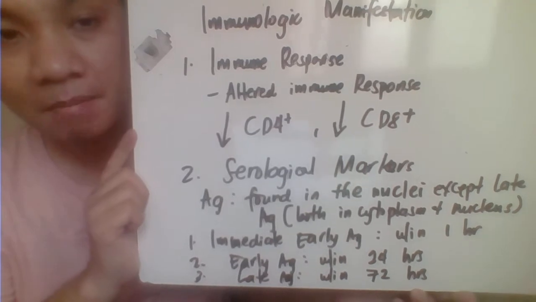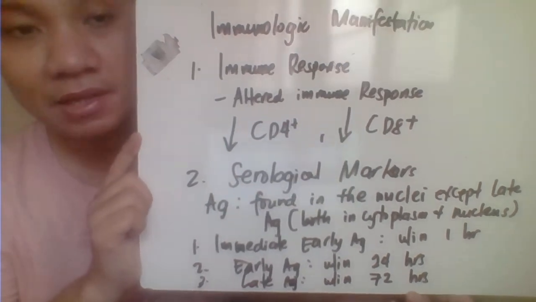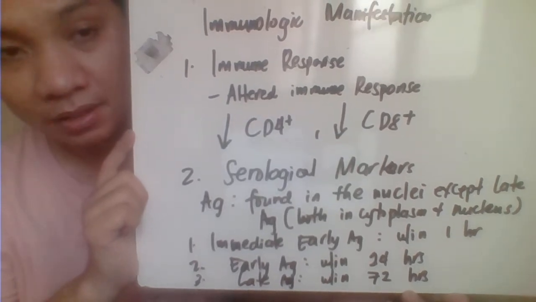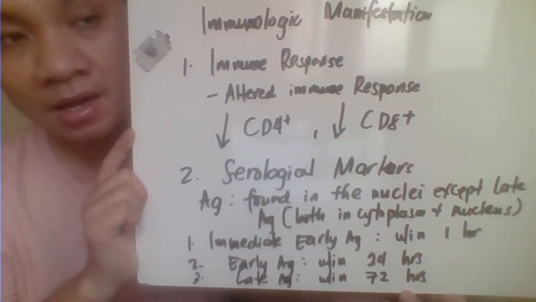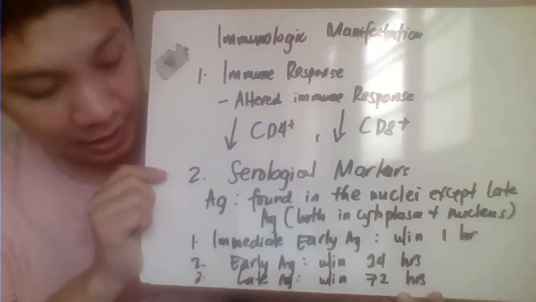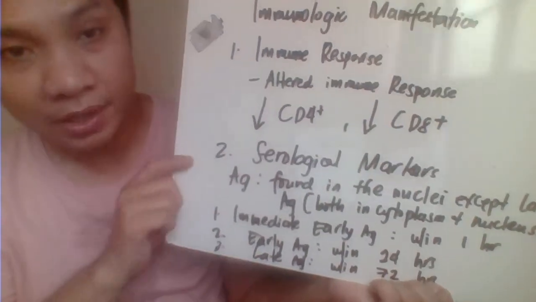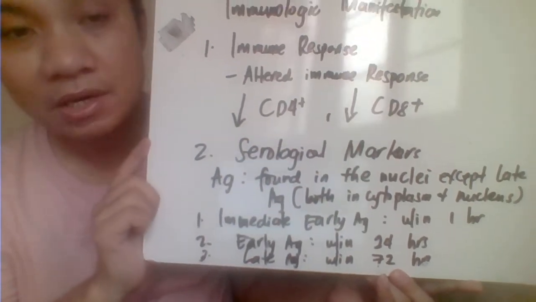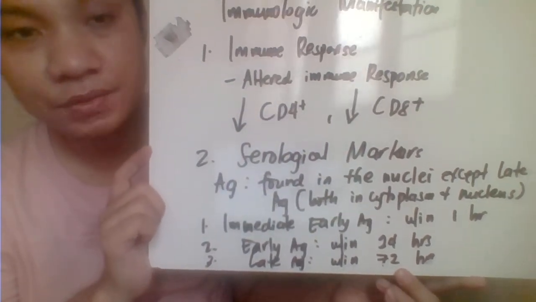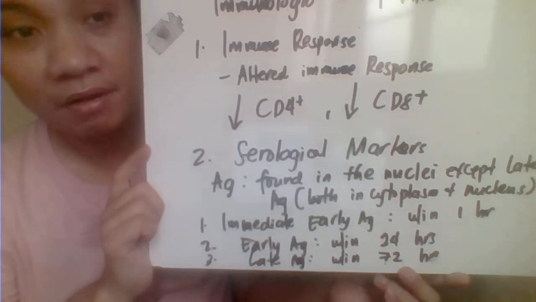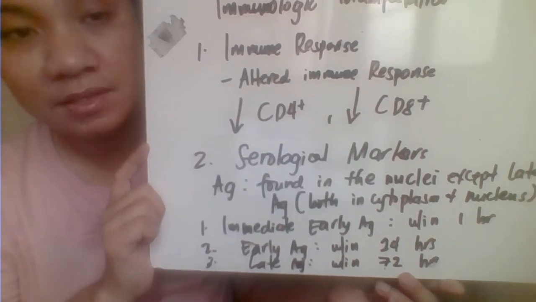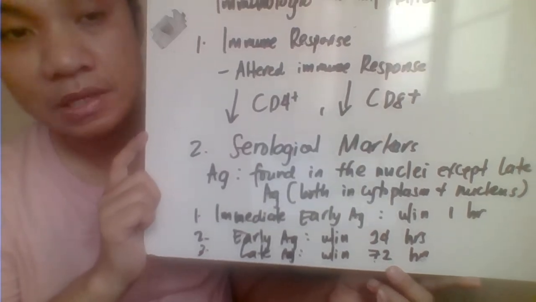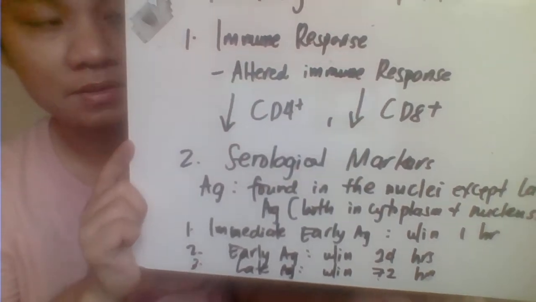For serological markers, first we have the different antigens produced in the course of the infection. These antigens could be found in the nucleus, except your late antigen, which could be found both in the nucleus and in the cytoplasm. So the immediate early antigen is produced within 1 hour of the infection. The early antigen is produced within 24 hours of the infection, and the late antigen is produced within 72 hours of the infection.